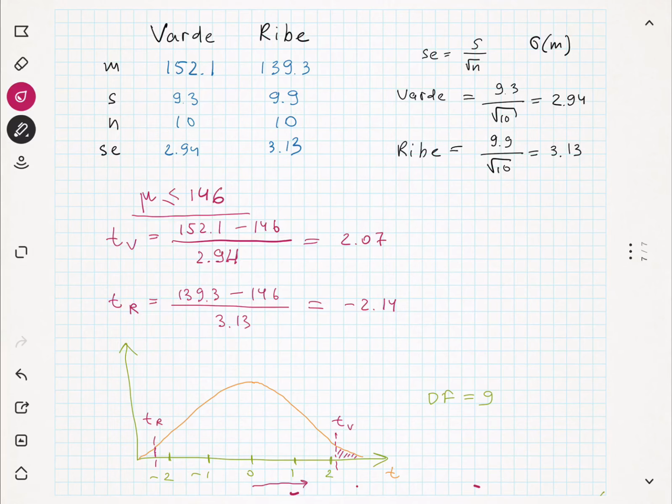But for Riebe, this is the p-value, and it seems to be quite okay. So it seems like we cannot reject the null hypothesis for Riebe. Now let's see how to do that. First of all, I will show you schematically how this distribution looks and where we have these t values, and then we will calculate the probabilities using the CDF function for t.